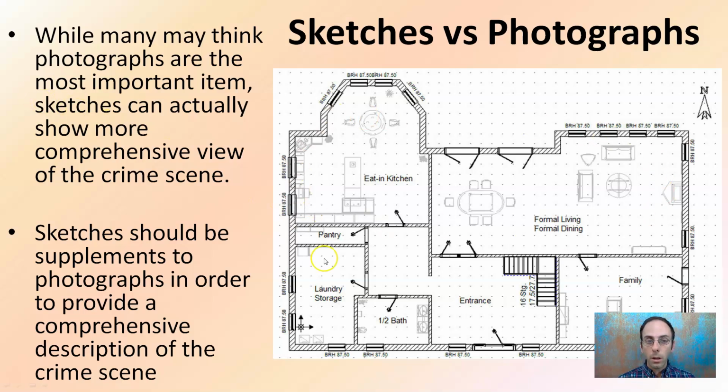So you can see an example here of one level of a house. A photograph is going to take into account a portion of this. This gives us a larger perspective. Sketches should be supplements to photographs in order to provide a comprehensive description of the crime scene. So while we may be looking at the table here, this sketch is going to provide context to that photograph. They go hand in hand, but keep in mind the sketches are very important. And this includes a lot of those essential elements, also including the direction of north.